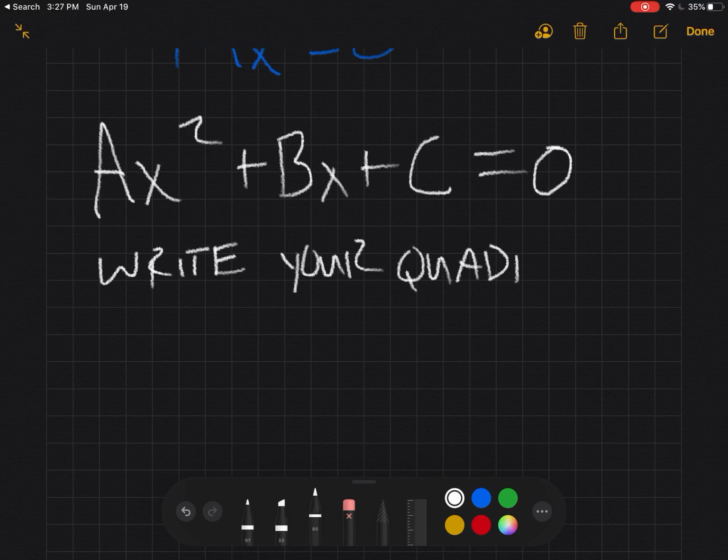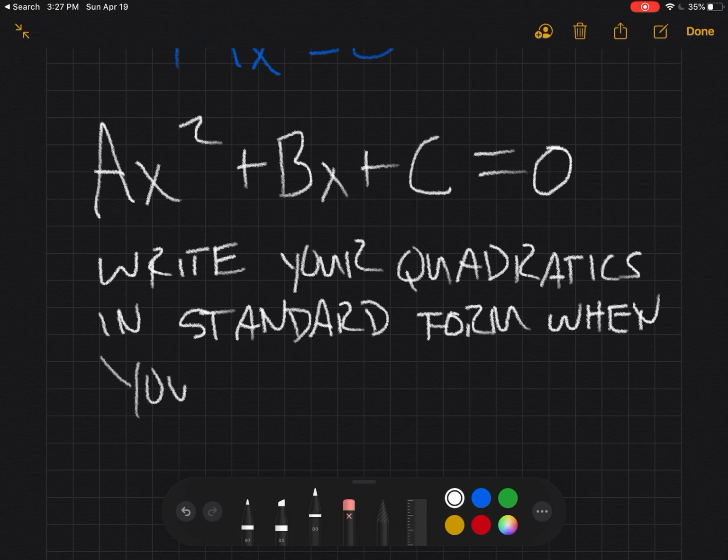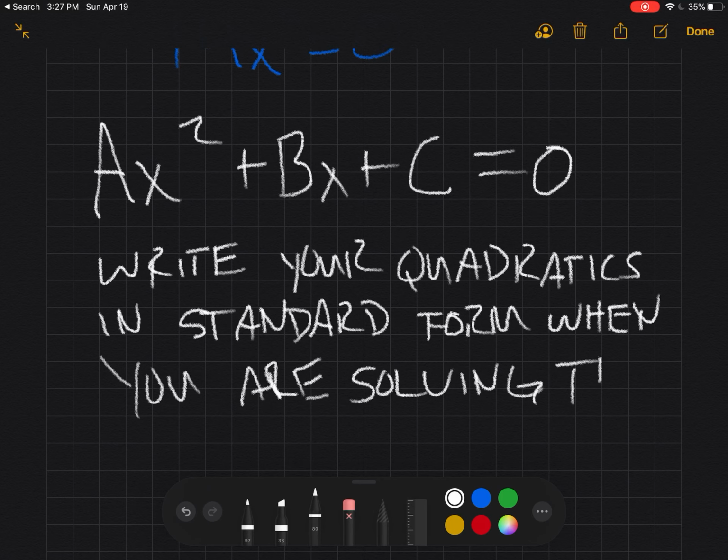And that's it. It's important to have quadratic equations in standard form when you're solving them. And we're going to get a lot of practice. I want you guys to get in the habit of writing your equations in standard form. So write your quadratics in standard form.